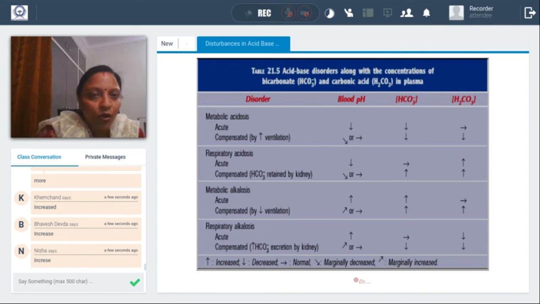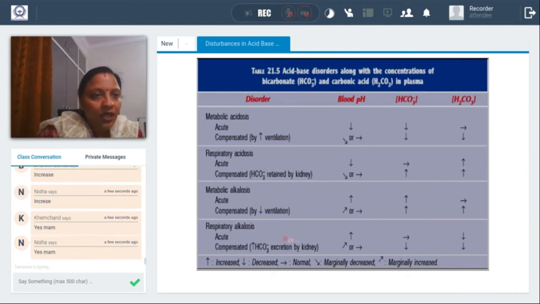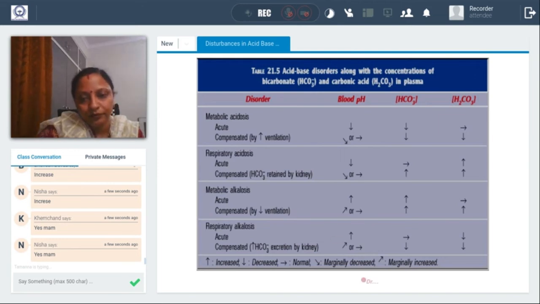Now, have you understood the whole process of these four: metabolic acidosis, respiratory acidosis, metabolic alkalosis, and respiratory alkalosis? Please write in the box. Have you understood? Okay.